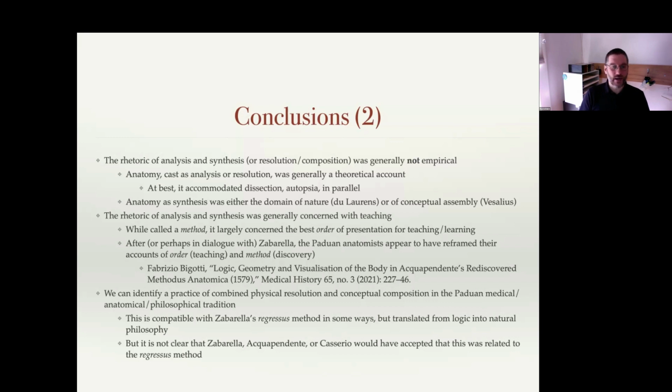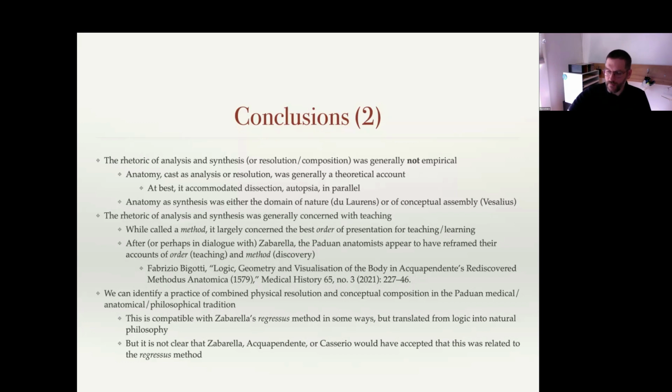So after Zabarella, and perhaps in dialogue with or in concert with, not necessarily just following, we don't really know, the Paduans appear to have reframed their accounts of order and method, along with or fully in accord with Zabarella's distinction between order as purely an order for teaching, for best learning and teaching, and method which allows for discovery. And I would just want to mention Fabrizio Bigotti's work here. I don't really have a chance to get into it, but maybe he'll have some questions about this, because I have some things to say there.